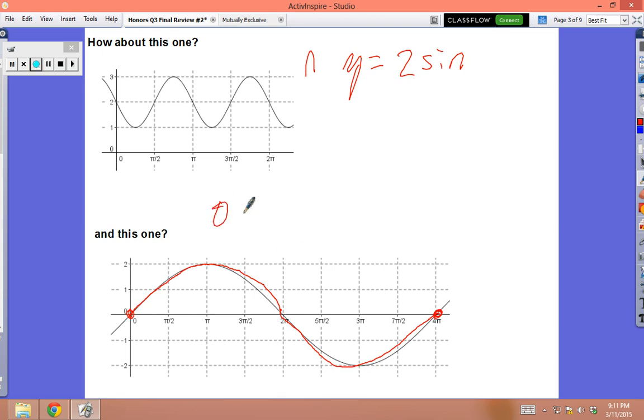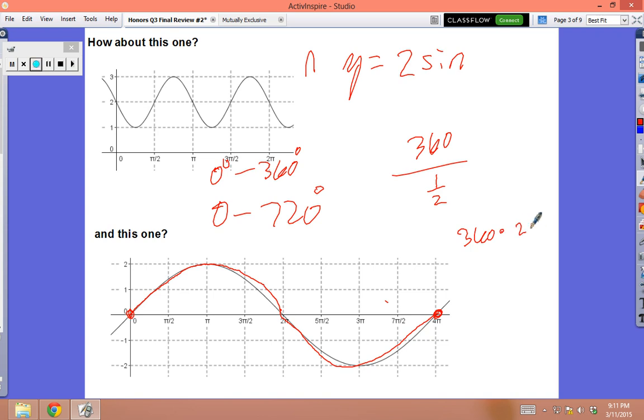So that cycle started at 0 and it ended at 720. Usually it starts at 0 and ends at 360. So your period has been affected, and your period has been stretched out. Kind of the opposite of the one above. So my b, 360, how did 360 turn into a 720? I divided it by 1/2, because I really times it by 2. So 360 times 2 is 720. So that means my b is 1/2. So the sine of 1/2 x.